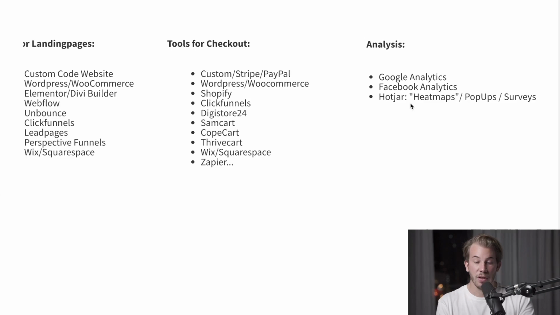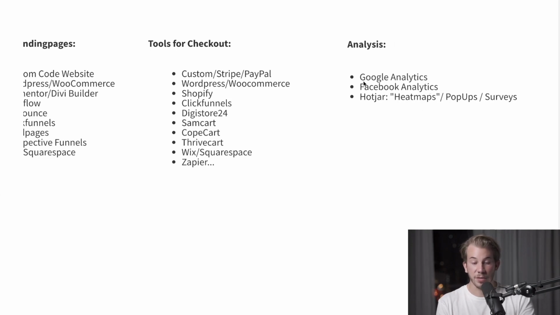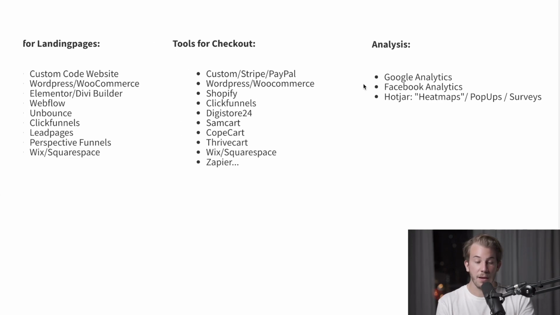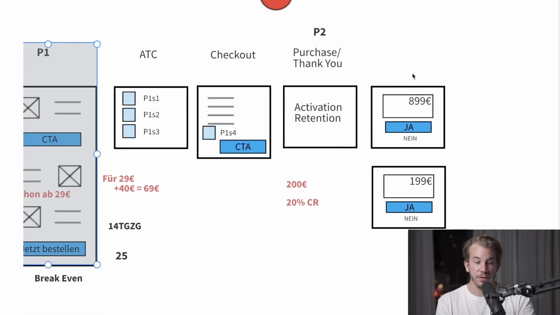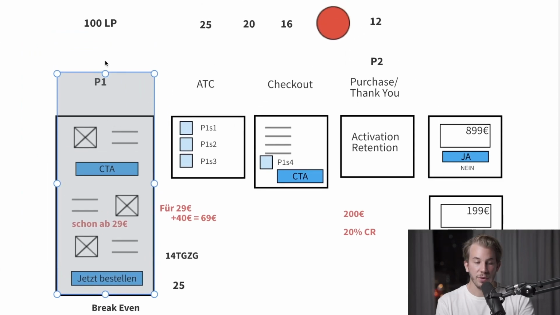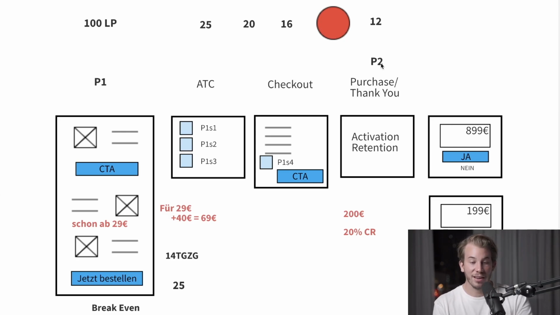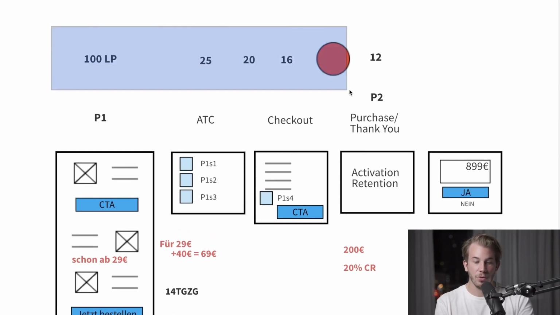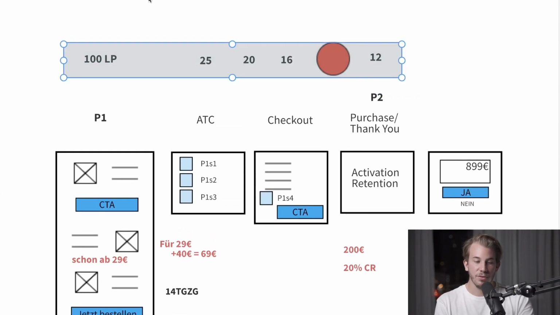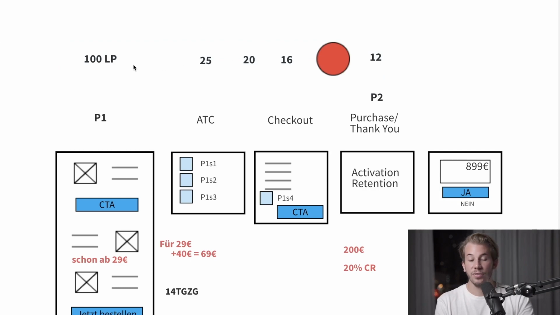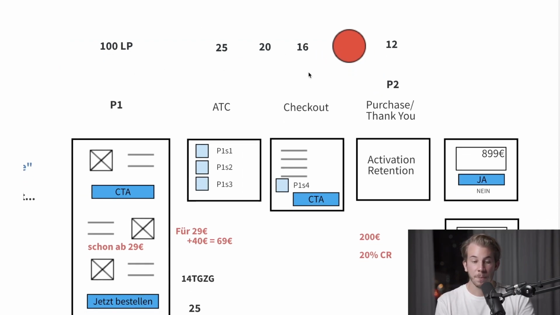For analysis, we use Google Analytics to analyze page duration, how long people stay on these different pages. Obviously, Facebook Analytics for the different events, or Google Analytics as well for different events. For example, here you have all these different parts. You have your main landing page, you have your add to cart, you have your checkout, you have your purchase, you have your upsells, and you want to make sure that is all tracked very accurately, so you can exactly know what are the different drop-off and bounce rates on these different subsections.